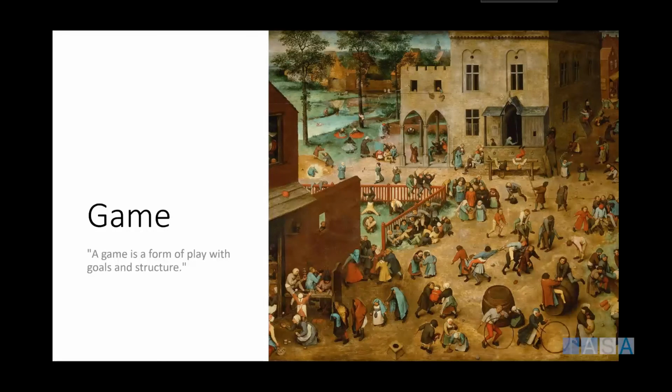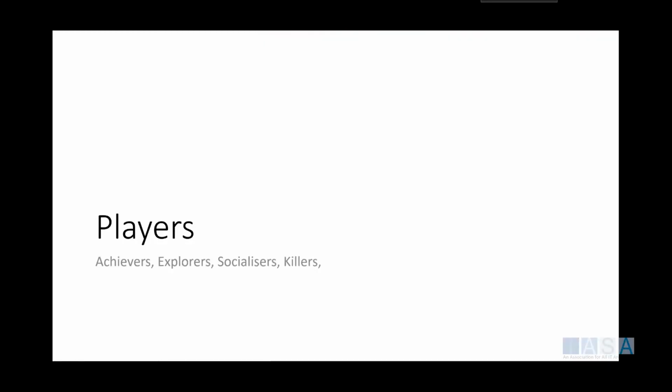So thinking about it from a different perspective, do you think that everything could be a game? Probably everything could be some kind of game. And this is something which I will talk a little bit more about later.